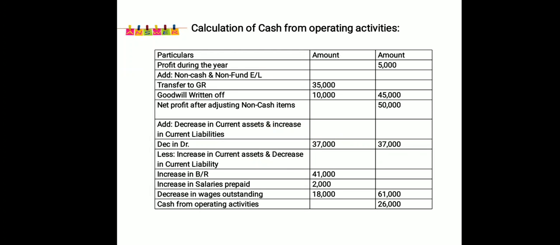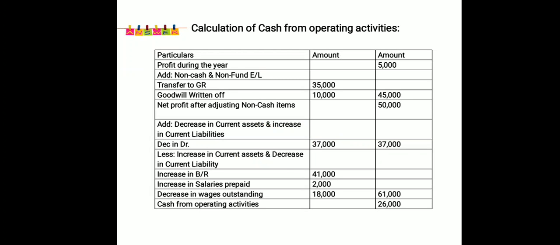Okay, non-cash and non-operating also you have to mention here. Net profit after adjusting non-cash and non-operating items. Once this is over, then we need to go further, that is adjustment with your current items. So what we have learned, we need to add decrease in current assets and increase in current liabilities. Okay, decrease in current asset and increase in current liability.